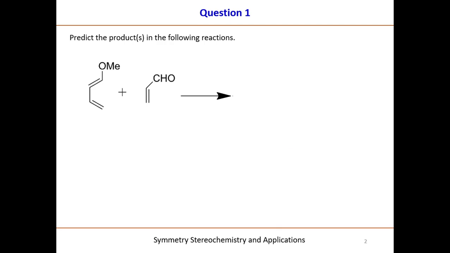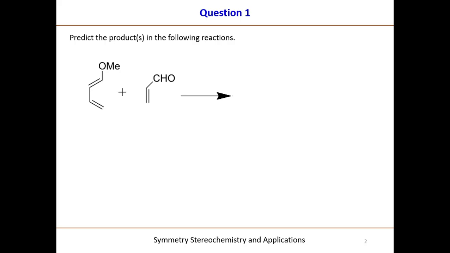So here we have question number 1. The question is: predict the products in the following reaction. You can see this is an example of a diene and dienophile reaction, which means it is a Diels-Alder reaction. Before starting the question-answer session, I would like to give a brief introduction about this topic.